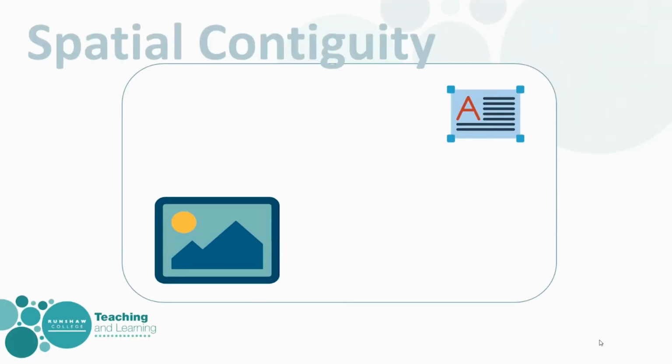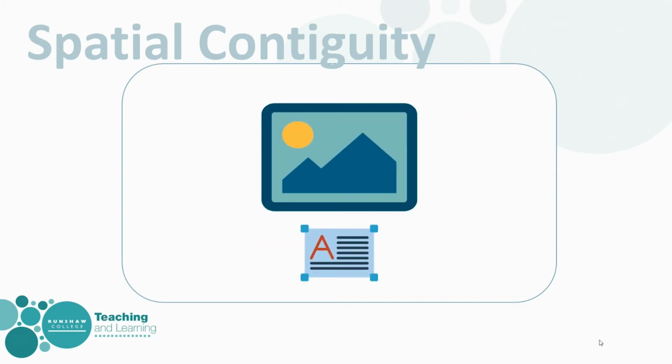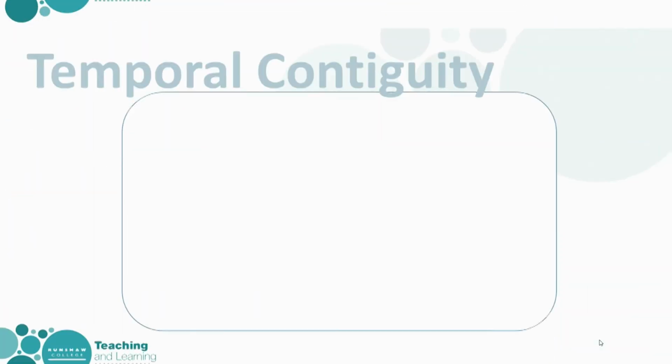Spatial contiguity is just the simple idea of making sure that everything that is relevant to each other is kept together so that students aren't having to dance around the board or between pages to make those connections. We want to make it as easy as possible, so bring them together and make it obvious what goes where and what matches with what.